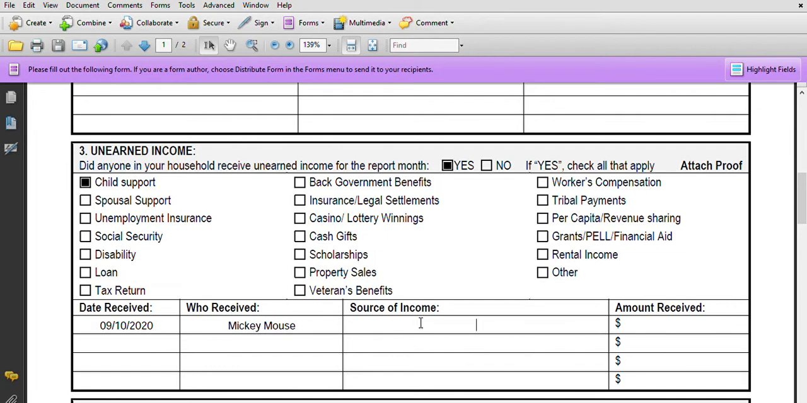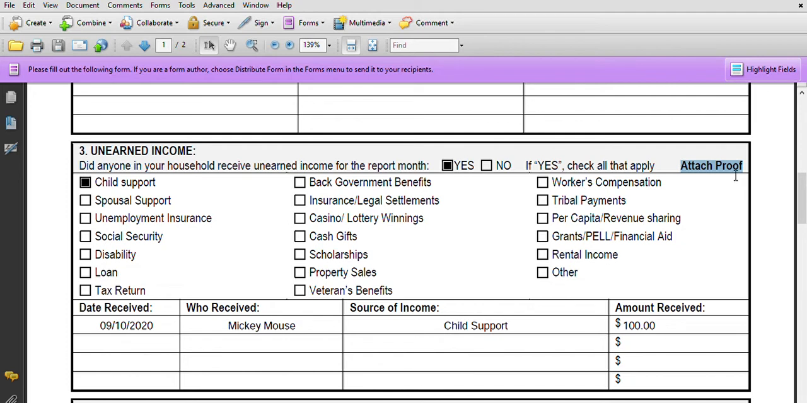The source of income is going to be child support. And the amount received is $100. He gets $100 per month in child support. You'll notice again, this is asking to attach proof.